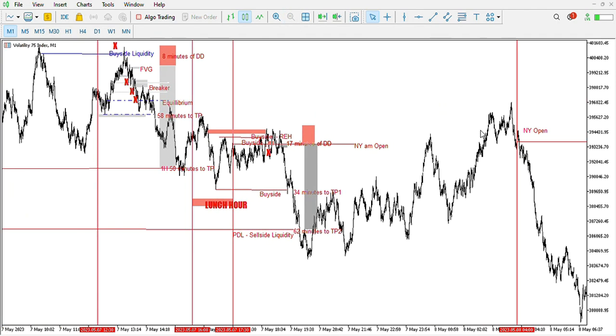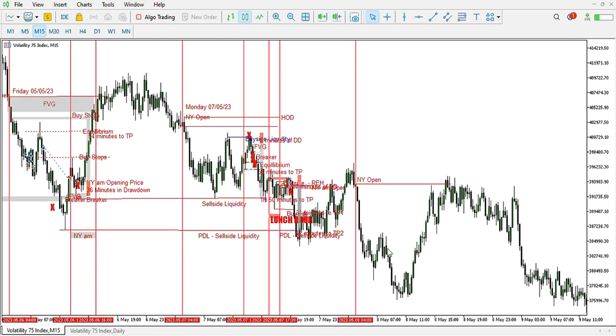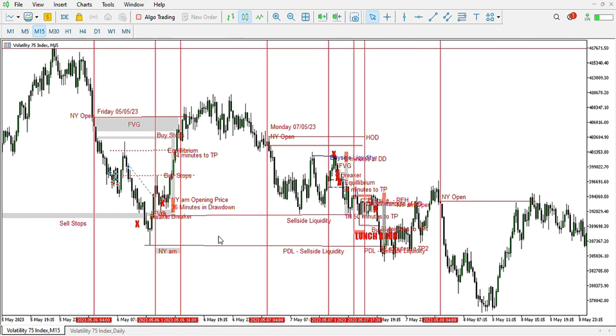So do you see how we took out sell-side liquidity on the previous day? Do you see how we took out previous days? This was the 7th and then this was the 6th, right? See how we took that out? Counter trend traders can take a trade there.